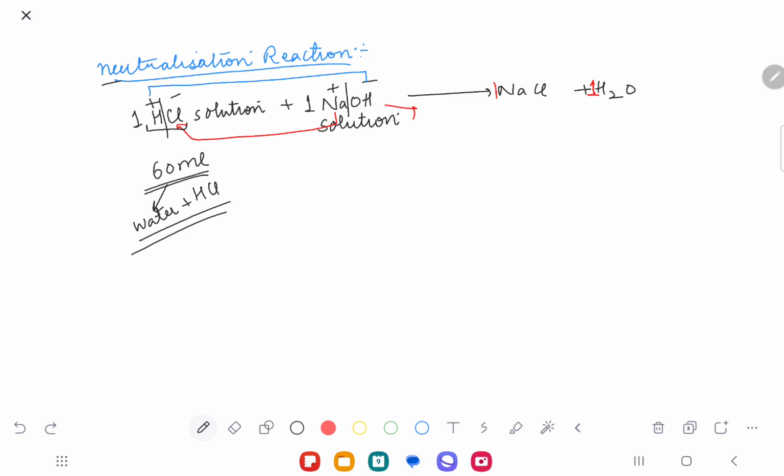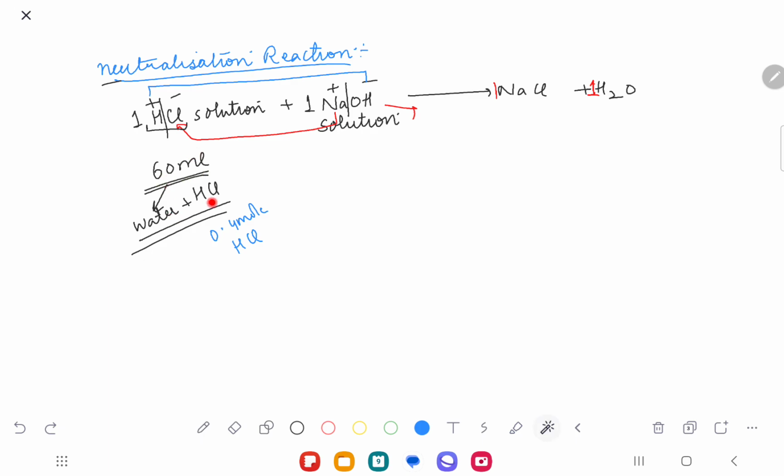So what is my point right here? My point is that there is a possibility that when I am taking 60 ml of solution, it depends to what extent I have diluted that solution. It could be that I have taken, let's suppose, only 0.4 moles of HCl in 60 ml solution.